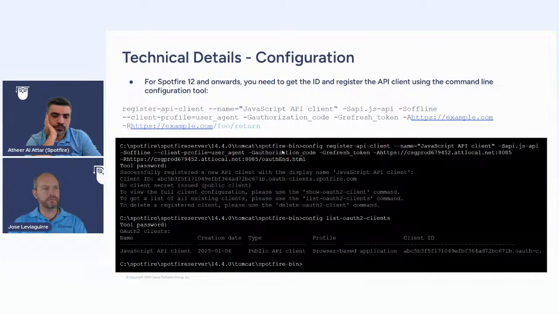So here's an example. My Spotfire installation is 14.4, in the Tomcat Spotfire bin directory. I run the config command and I pass all these parameters. And you can see here that what I change is my local host, or well, actually my browser with a port 8085, and I also pass these other parameters.